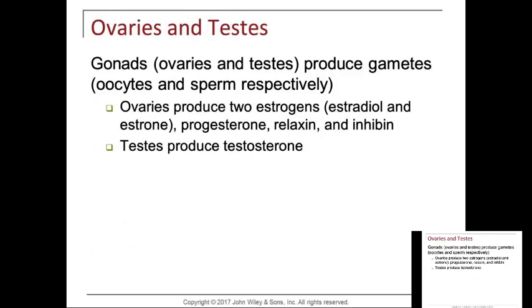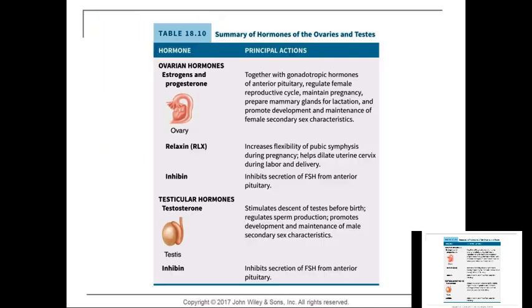The gonads, the ovaries, and the testes. The ovaries produce two estrogens, estradiol and estrone, along with progesterone, relaxin, and inhibin. And the testes are going to produce testosterone. So together, when you look at estrogen and progesterone, these gonadotropic hormones of the anterior pituitary regulate the female reproductive cycle. It's involved in maintaining a pregnancy, especially progesterone.